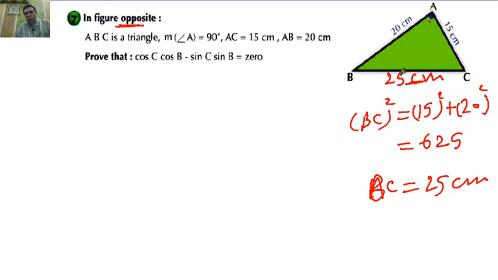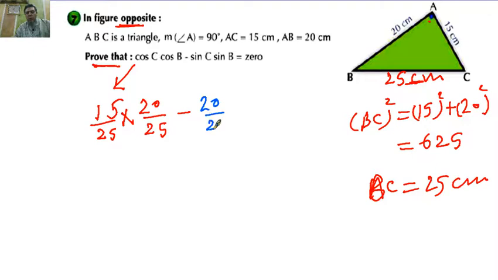Prove that cosine C, adjacent over hypotenuse, 15 over 25, times cosine B, adjacent over hypotenuse, 20 over 25, minus sine C, opposite over hypotenuse, 20 over 25, times sine B, opposite over hypotenuse, 15 over 25.